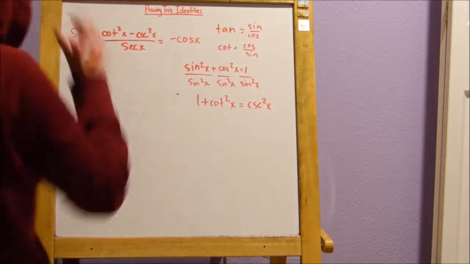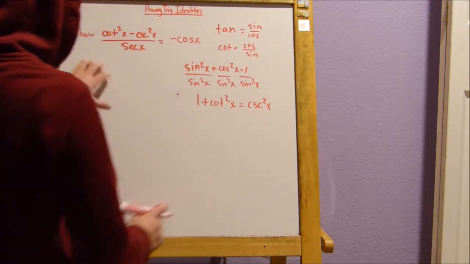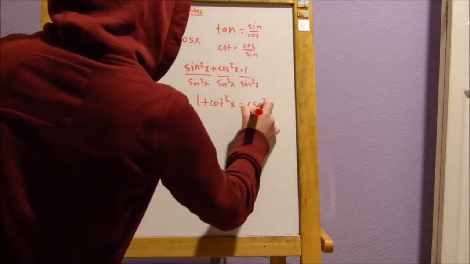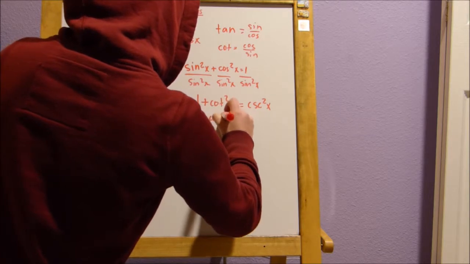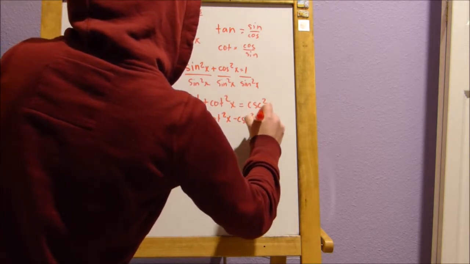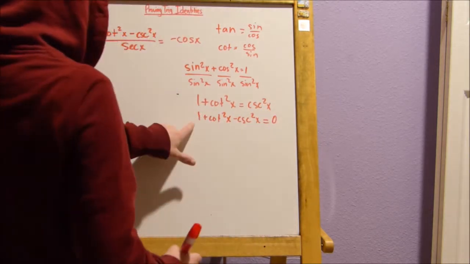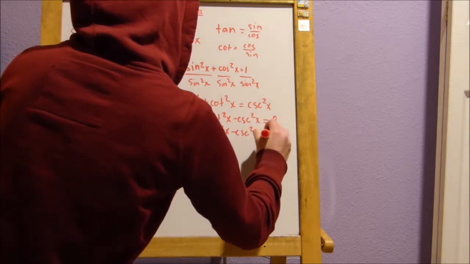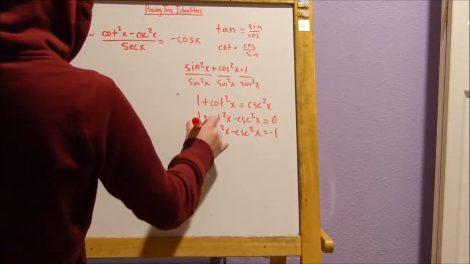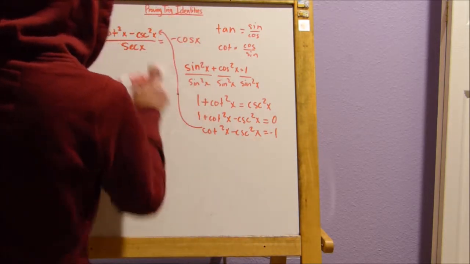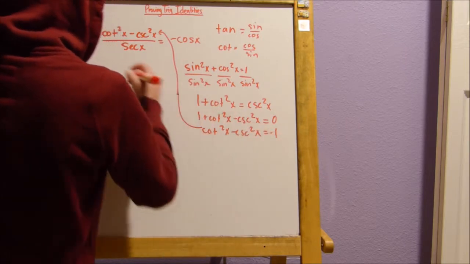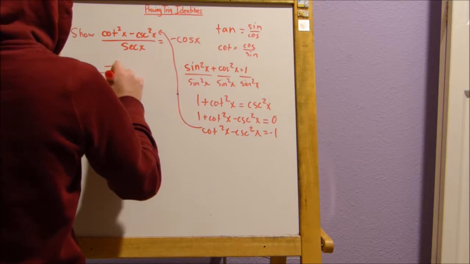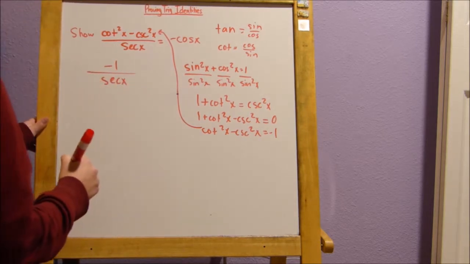Okay? So now we're going to move these pieces around a little bit so that it looks more like this. So, if we subtract cosecant squared x from both sides, we get 0. And then we subtract 1, so we get cotangent squared x minus cosecant squared x equals negative 1. Now notice, this matches up with this, so we can just plug in negative 1 for the numerator here, right? And then we have negative 1 over secant x.